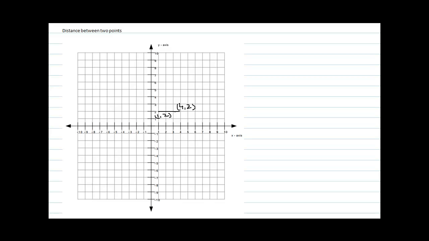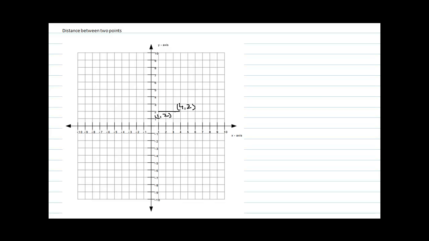So let's say we are given 2 points in the xy plane, a point with coordinates 1 and 2 and the second point with coordinates 4 and 2, and we are asked to find the distance between these 2 points. This is probably the simplest scenario or the simplest question I can think of in the xy plane.